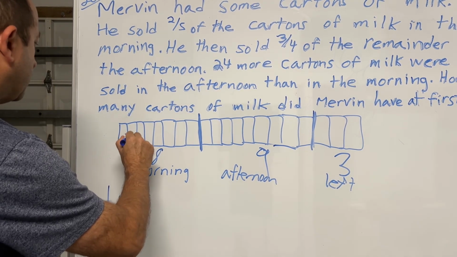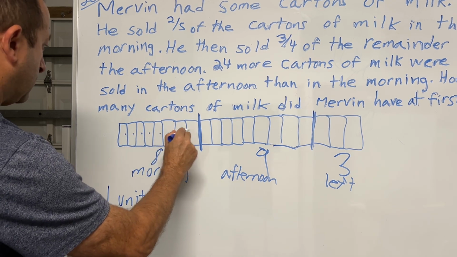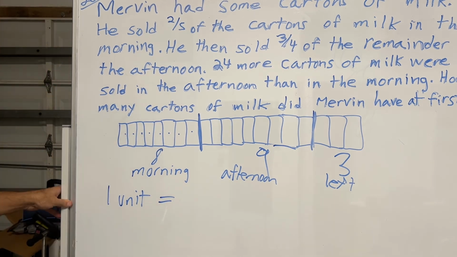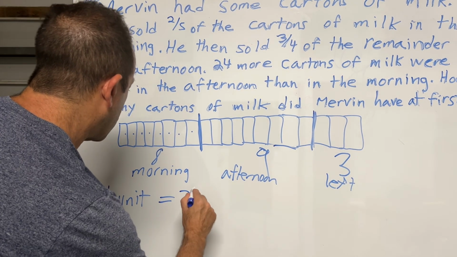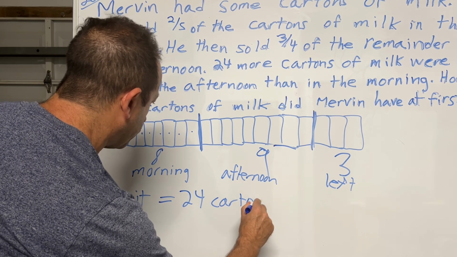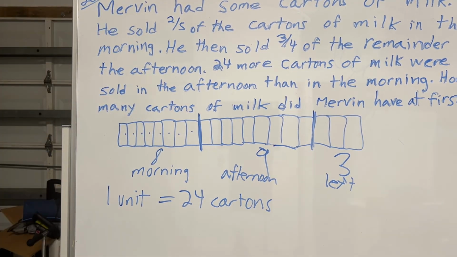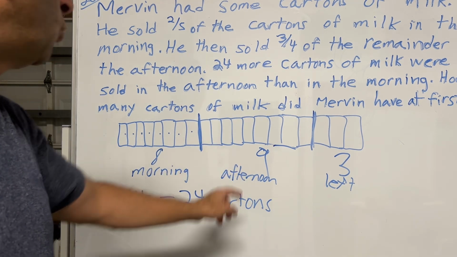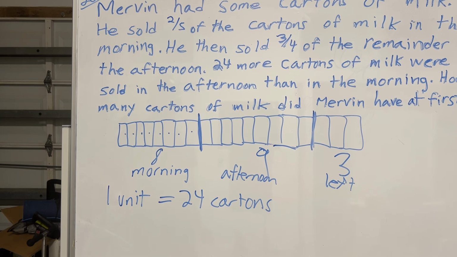And remember that each of these is a unit, not a carton. 1 more unit equals 24 cartons. So they actually make it pretty easy for you. And right there, you know how many cartons of milk are in a unit. 9 in the afternoon, 8 in the morning. That means 1 more unit was sold in the afternoon than in the morning, which is 24 more cartons.